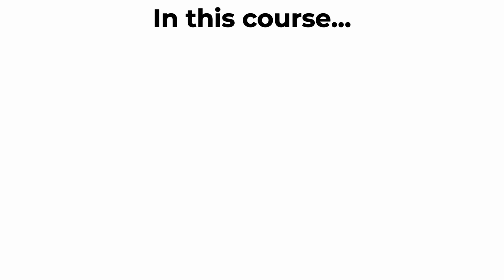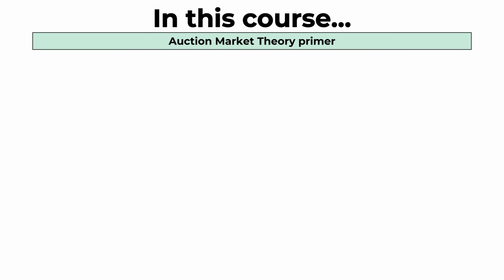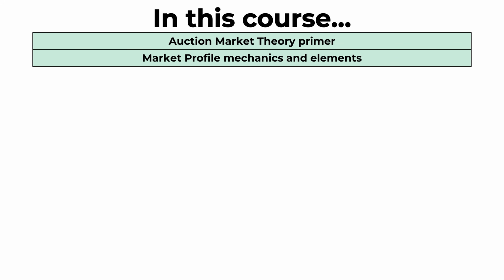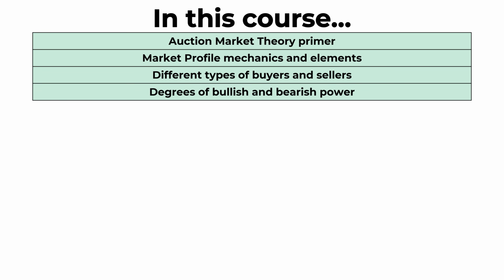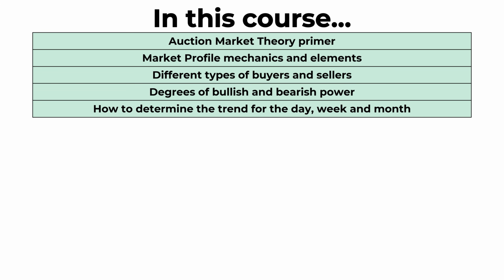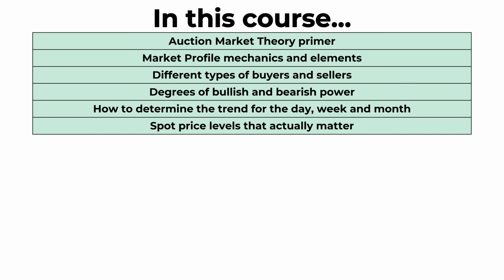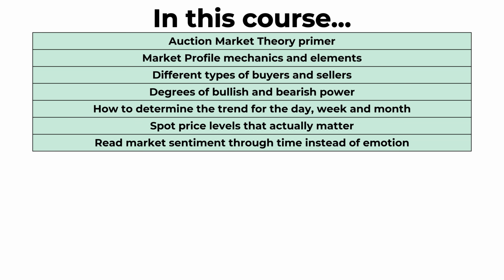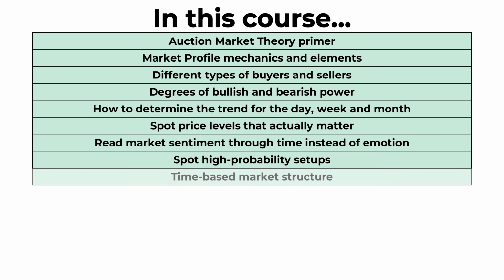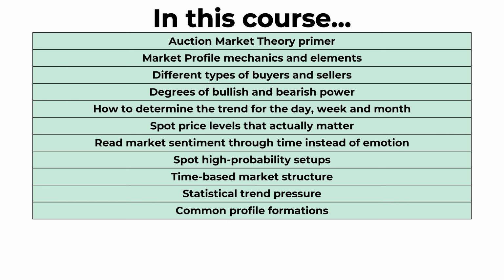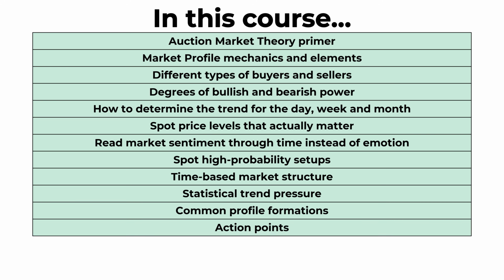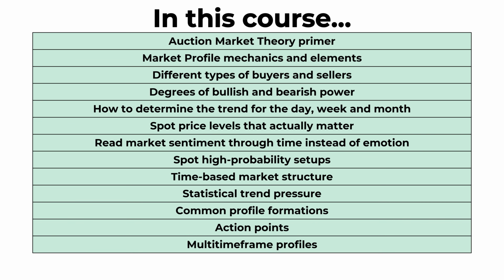We're going to study the auction market theory primer, market profile mechanics and elements, different types of buyers and sellers, degrees of bullish and bearish power, how to determine the trend for the day, week, and month, spot price levels that actually matter, read market sentiment through time instead of emotion, spot high probability setups, time-based market structure, statistical trend pressure, common profile formations, action points, multi-timeframe profiles, and examples.